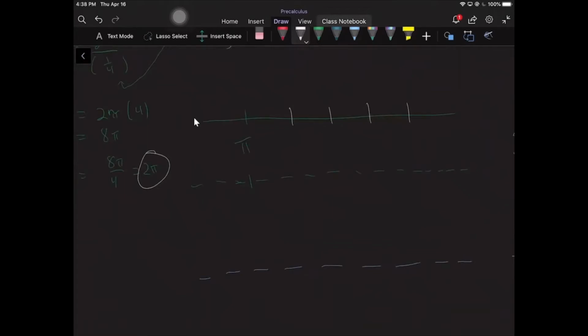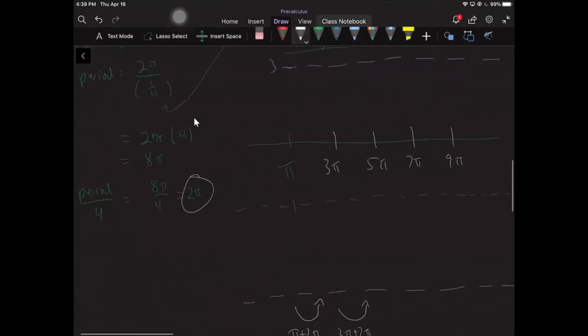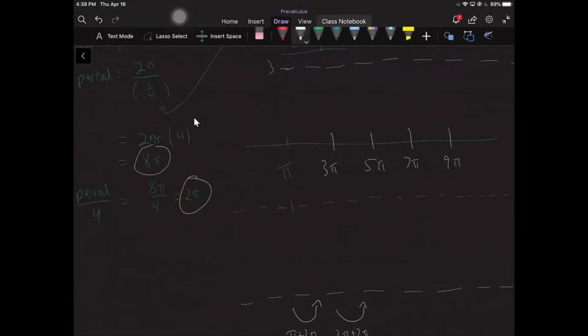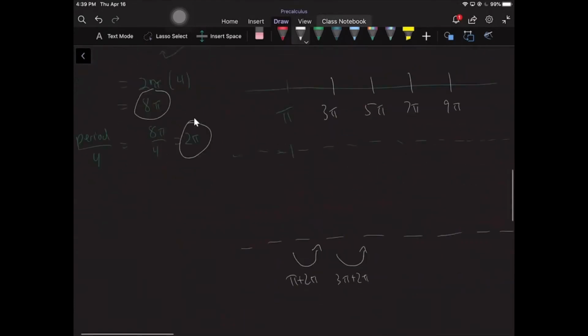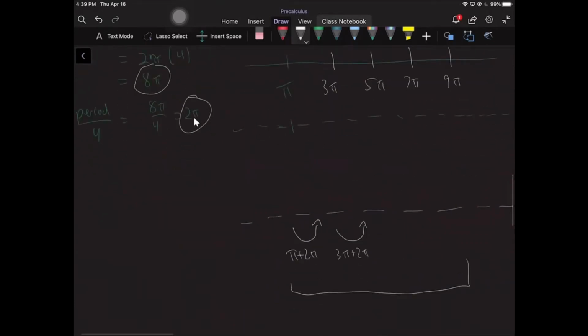So to get to this one, I'm just adding 2 pi. That takes me to 3 pi. And then to get to the next tick mark, I'm adding another 2 pi. That takes me to 5 pi, and so on like that. Keep adding 2 pi's till you get to the end of the period, which again, one whole period is 8 pi. So from beginning to end should be that distance. And is that true? Is it 8 pi from here to here? Yes, it is. Okay.